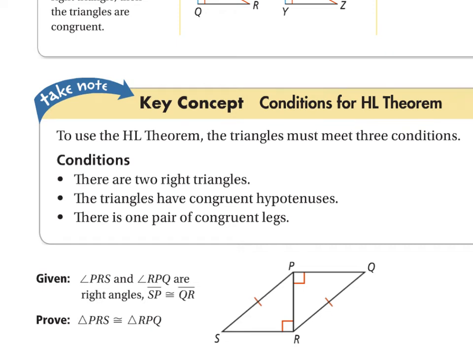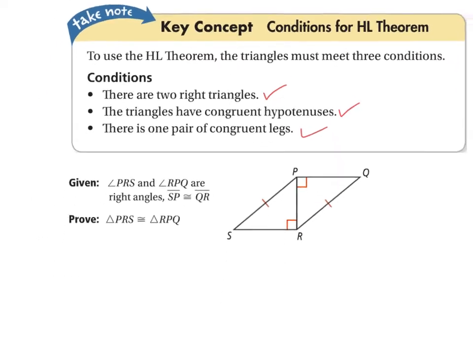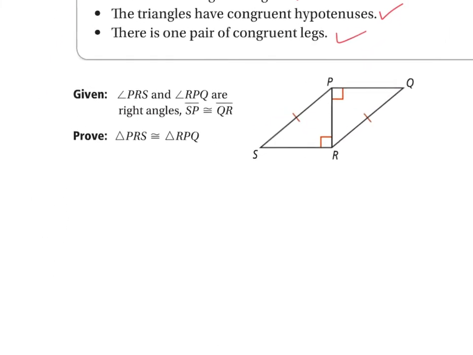Before you use this, make sure that it satisfies these three conditions. First, that both triangles are right triangles. Okay? And then that the triangles have congruent hypotenuses. It's kind of a fun word to say. And then there is one pair of congruent legs. So those are the three things that you must have in order to use the hypotenuse-leg theorem. Okay, so let's do one.